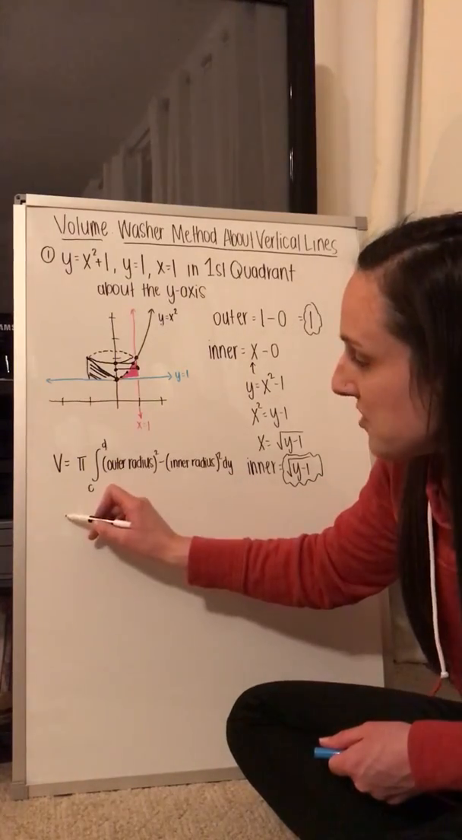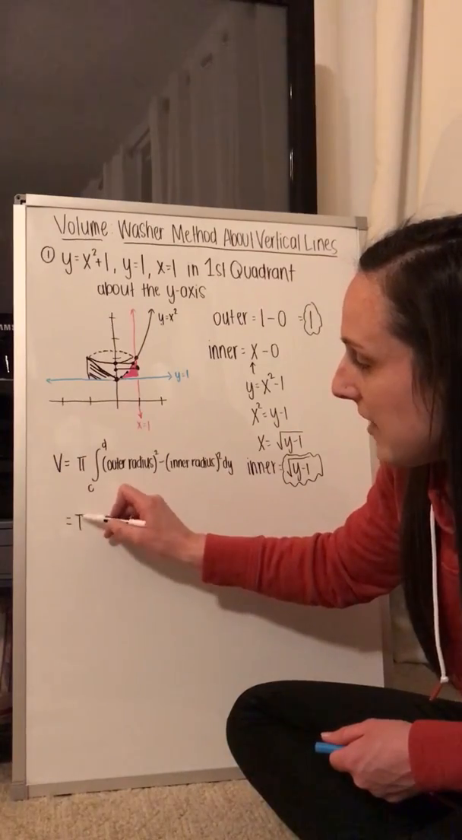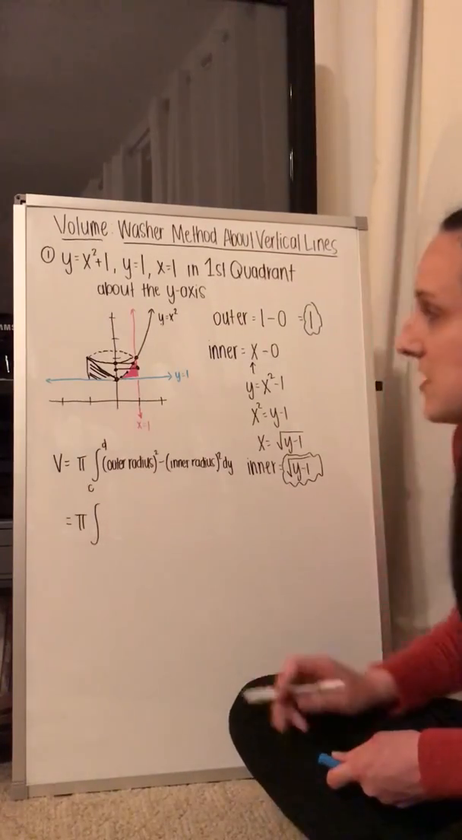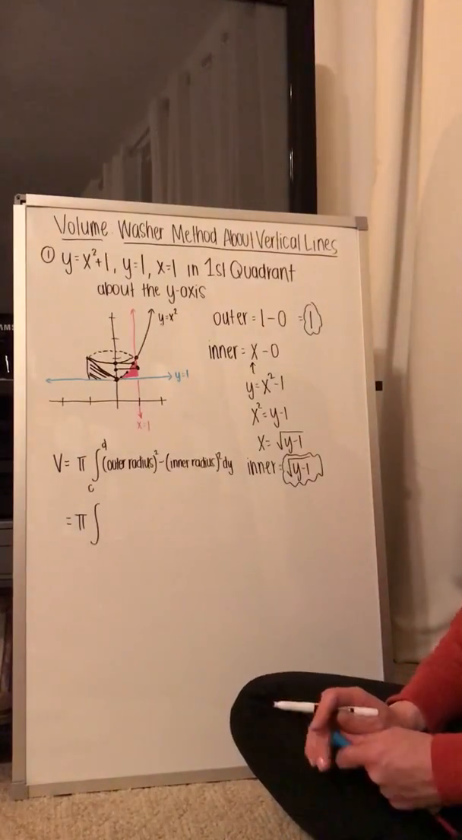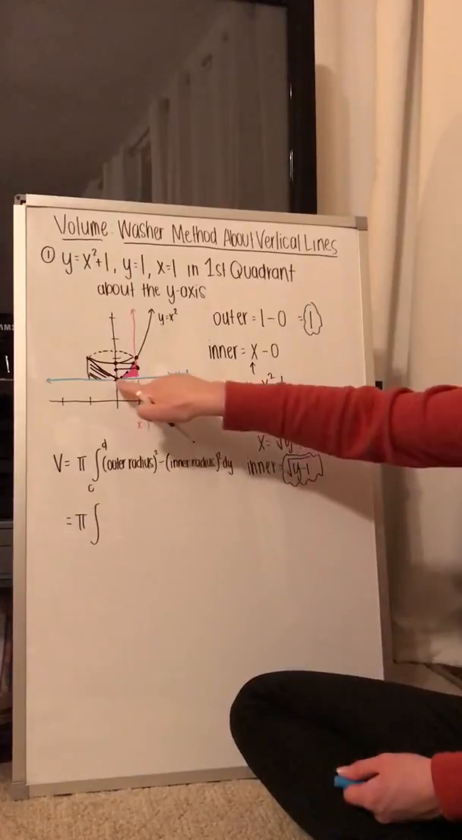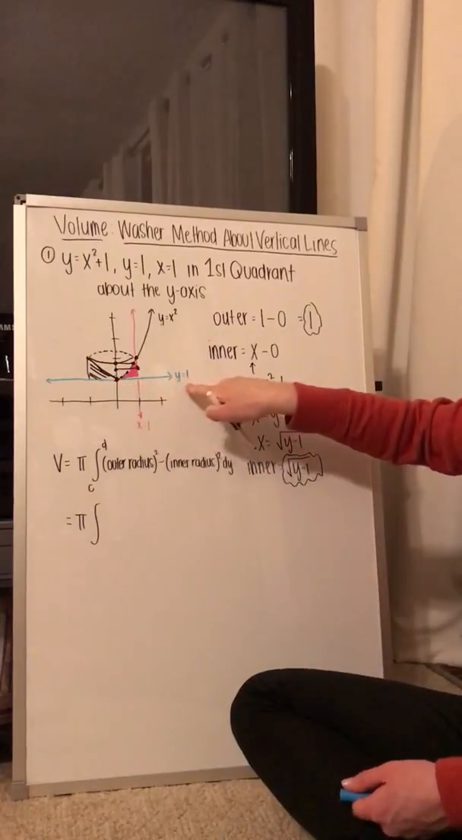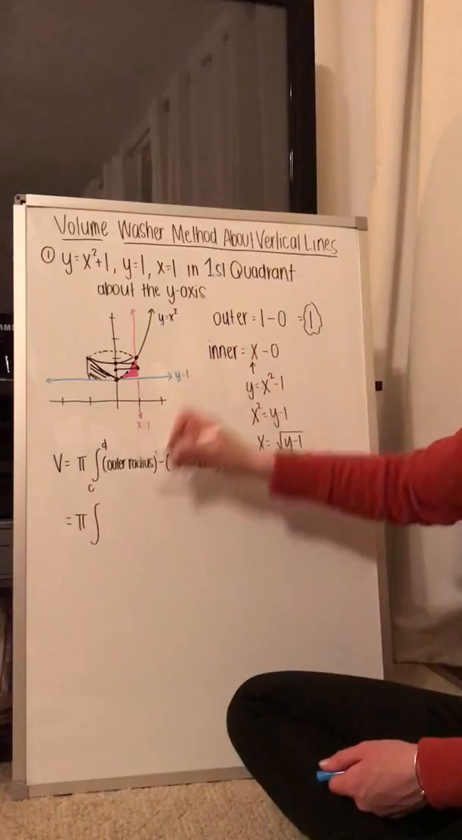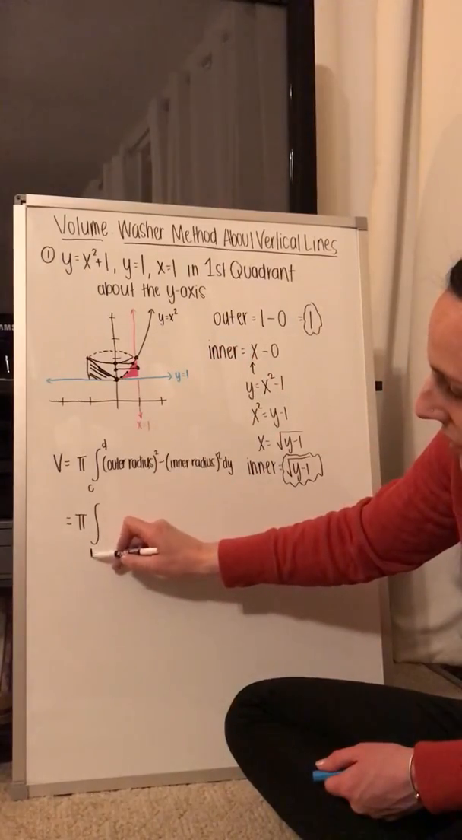My volume is going to be equal to pi times the integral from c to d. So now we need to know what y values we're working with. Over here we started at the y value of 1. So we're starting at a y value of 1.